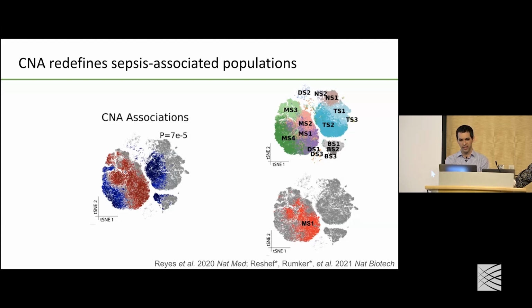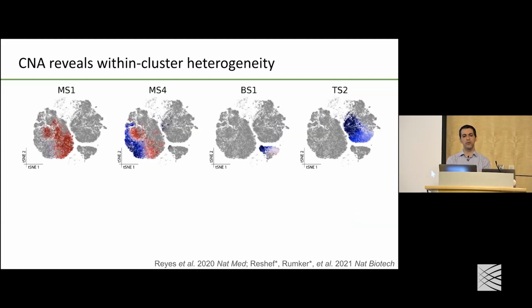So let's see what I mean. Here, I'm showing you the same CNA results 4 times, but in each case, I'm graying out all the cells except for the ones in the indicated cluster. So for example, on the left here, you're seeing the CNA results colored just for the cells in the MS1 cluster.